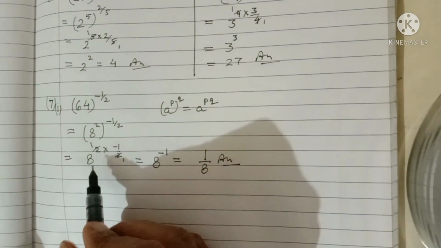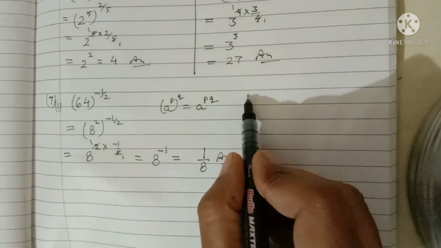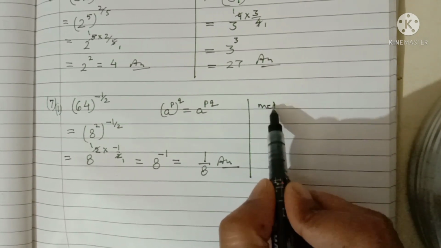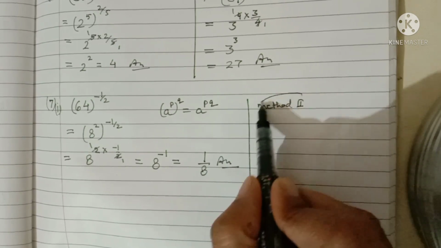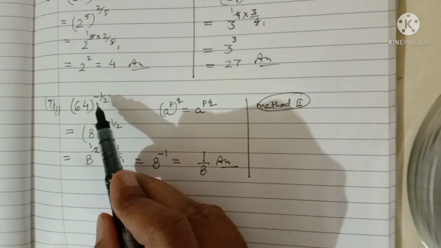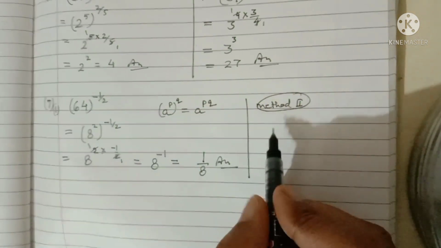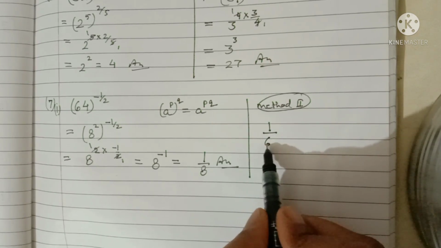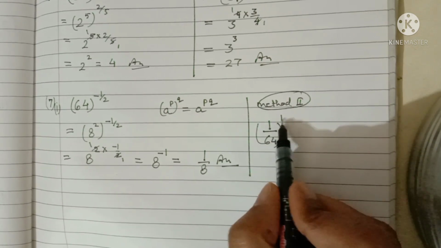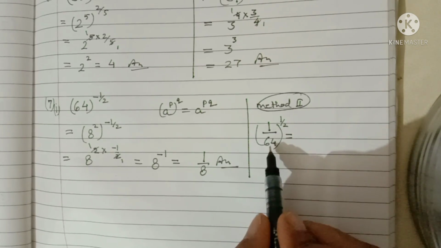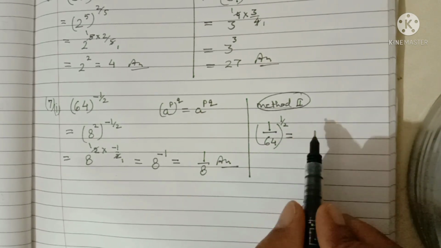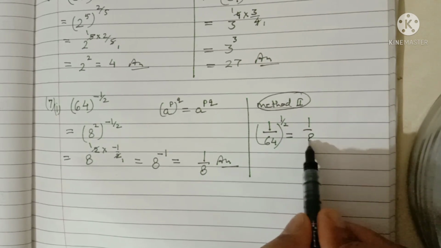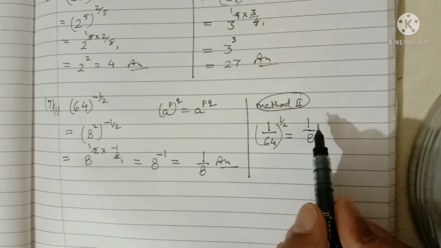And the second type, you can solve it like this. Method second, 64 to the power of minus 1 upon 2. So you can write it 1 upon 64 to the power of 1 upon 2. You can write 64 as 8 into 8, so 8 is square, and 1 upon 8, 1 square means 1.